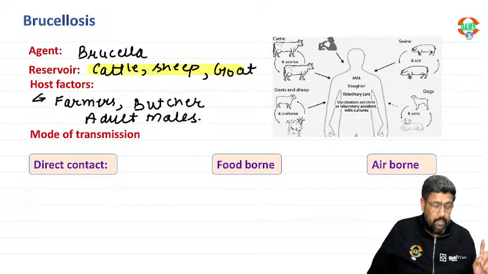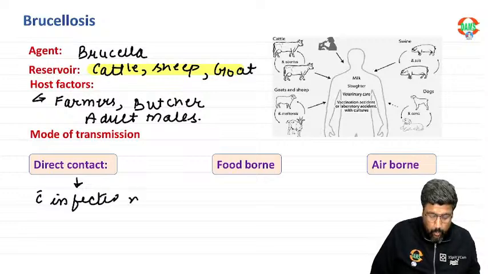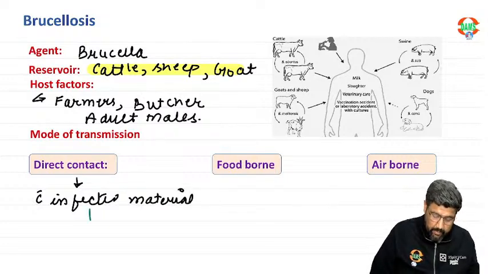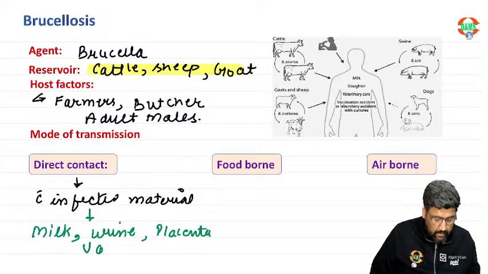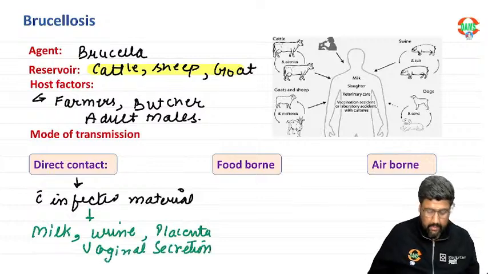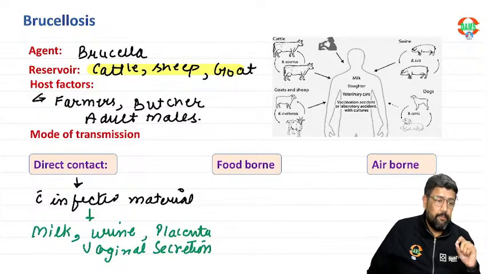The mode of transmission, number one is direct contact with infected material. What is the infected material? Yes guys, what is the infected material here? It can be the milk, urine, placenta, vaginal secretions. Milk, urine, placenta, vaginal secretion of the infected animal.